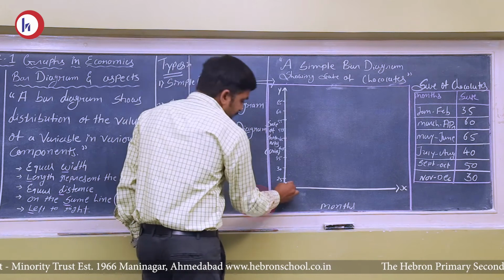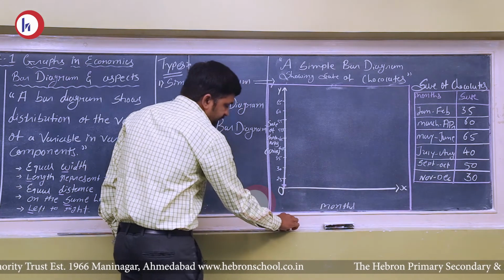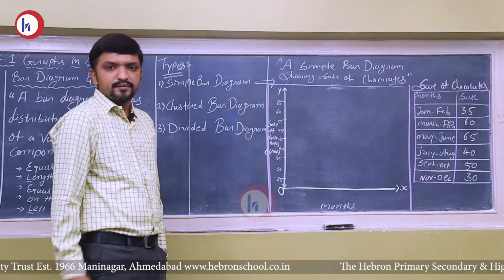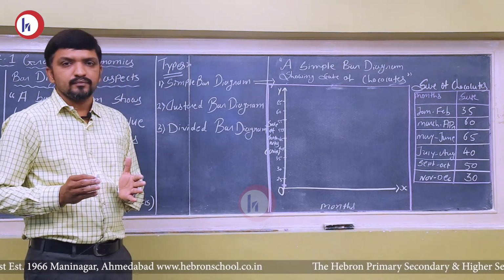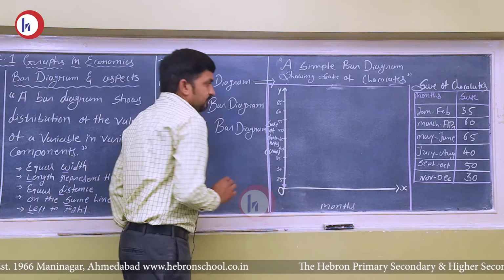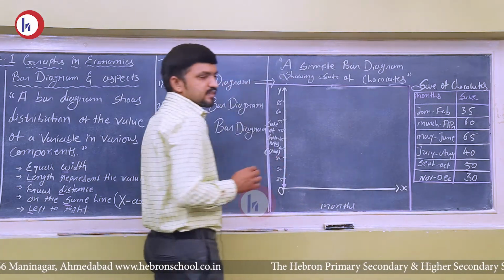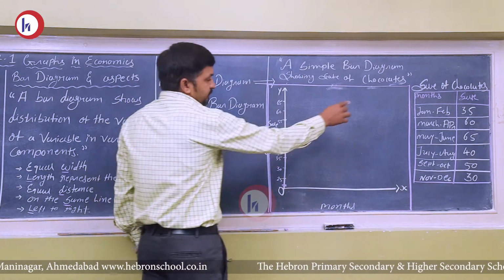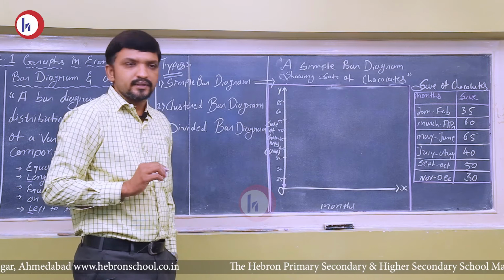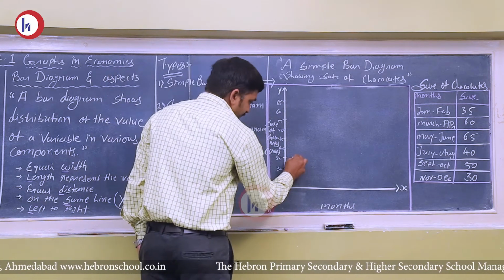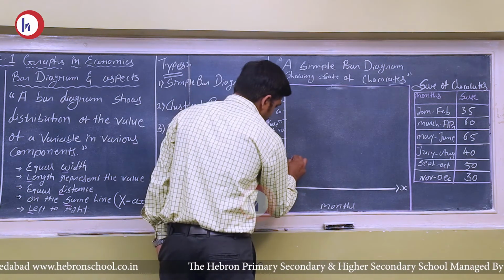Now, as we know, between 0 to 25 and between 25 to 30, the interval is not the same. So I have drawn two parallel lines on the y-axis. Then, on the x-axis we are going to present the months. First is January to February, and the sale is 35 units.